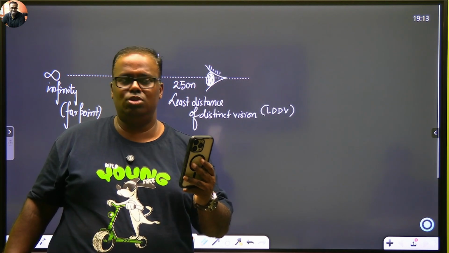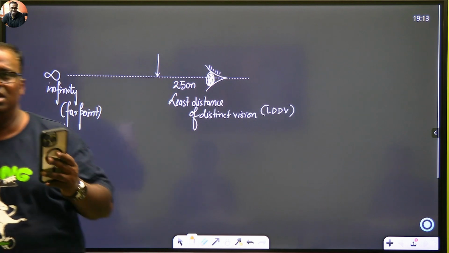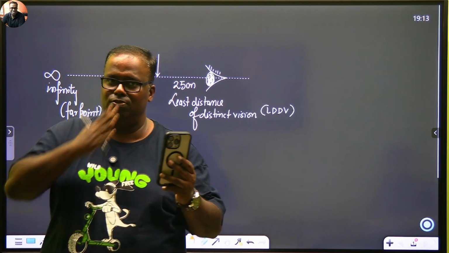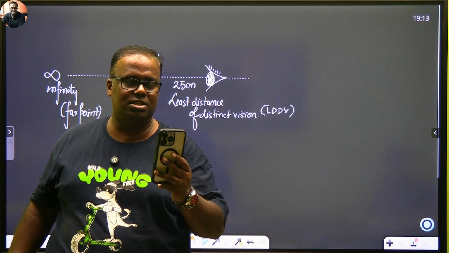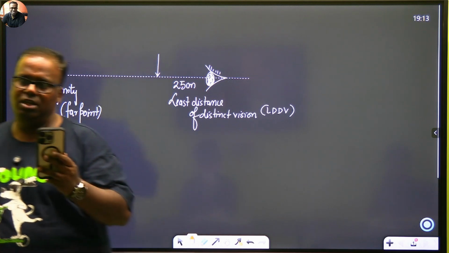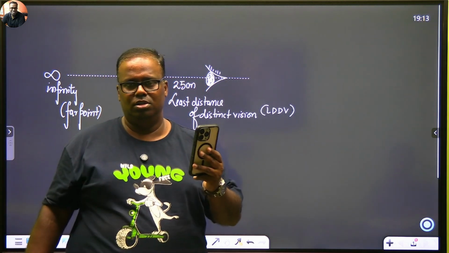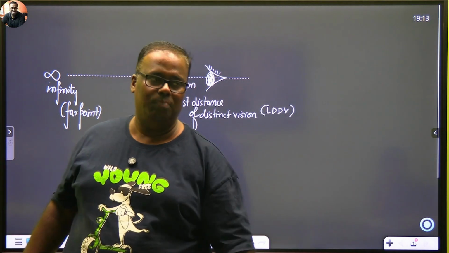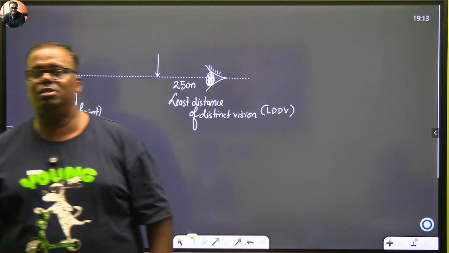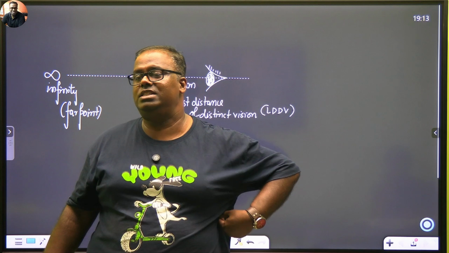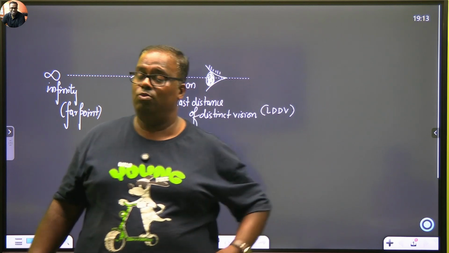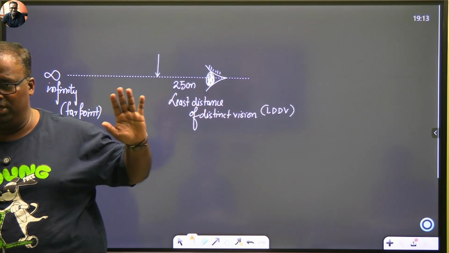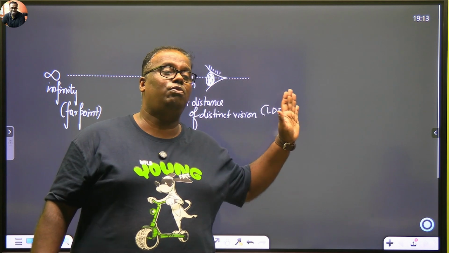Now try to switch on your mobile if you have a mobile, and take out your specs. Even if you are wearing specs, take them out and see, are you able to read something, like how you read a storybook? Are you straining your eyes? No. If you are not straining your eyes, that means your LDDV is correct, least distance of distinct vision. And what is your far point? Your far point is infinity. This is the behavior of a normal eye.